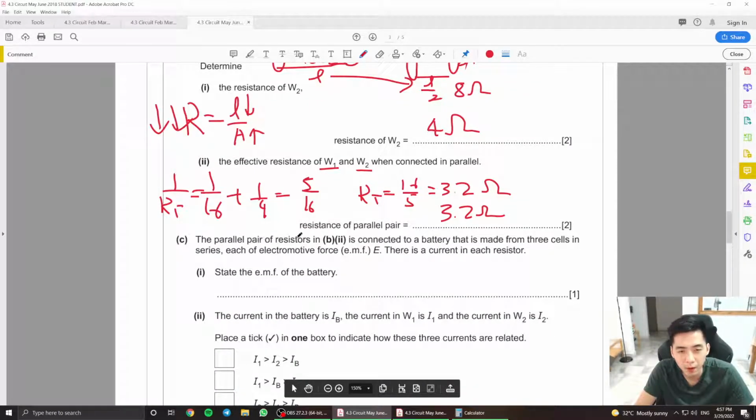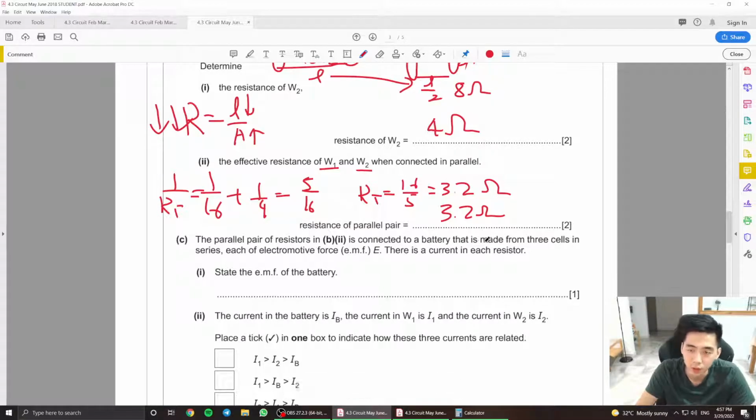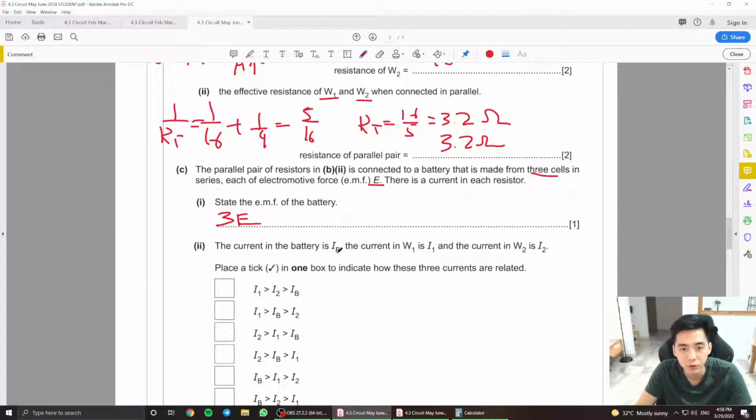The parallel pair of resistors is connected to a battery that is made from 3 cells in series. Each cell is E. There is a current in the resistor. State the EMF of the battery. If it's 3 cells and each of them is E, then obviously it's going to be 3E as your answer. Then the current in the battery is IB, the current in W1 is I1, and the current in W2 is I2. Pick one box to indicate how this is going to be.